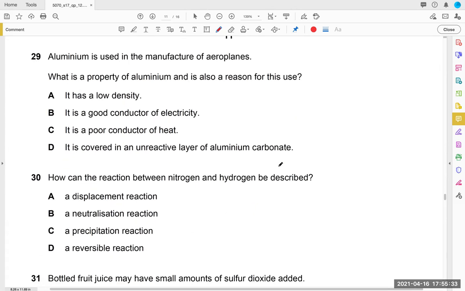Aluminium is used in the manufacture of aeroplanes. Why? There are 2 reasons. Aluminium has less density. Aluminium is strong and it has a layer of oxide on it. लेकिन अब इसमें आंसर्स देख लेते हैं. A is true कि लो डेंसिटी है, एयरक्राफ्ट का वेट कम होता है और वो स्ट्रांग होते हैं. It is a good conductor. हमने एरोप्लेन से कंडक्ट तो नहीं करवाना ना. It is a poor conductor of heat is absolutely wrong. It is covered in an unreactive layer of aluminium carbonate. ये भी गलत है. Aluminium oxide layer होती है.